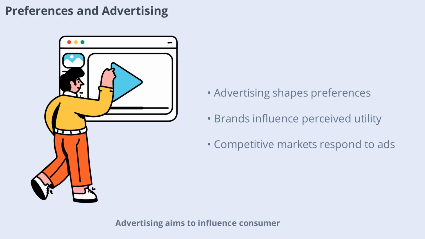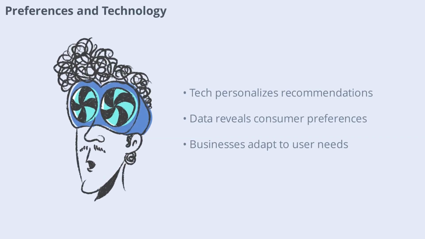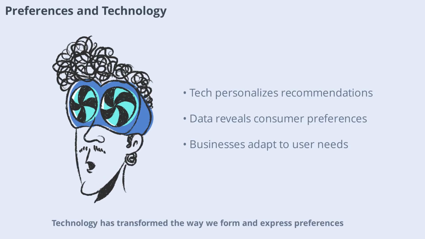Advertising aims to influence consumer preferences by shaping perceptions of utility. Marketers use various strategies to make products seem more appealing, hoping to shift consumer preferences in favor of their brands. This interplay between advertising and preferences is a key factor in competitive markets. Technology has transformed the way we form and express preferences.